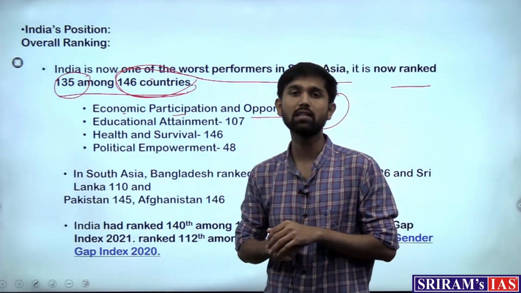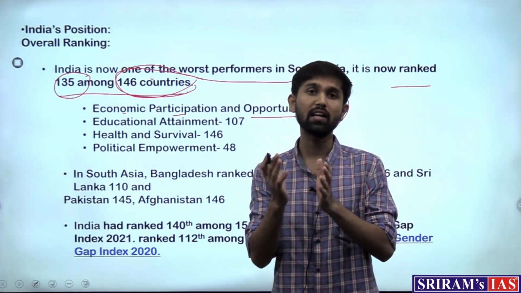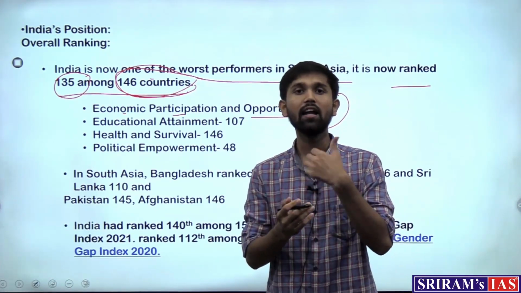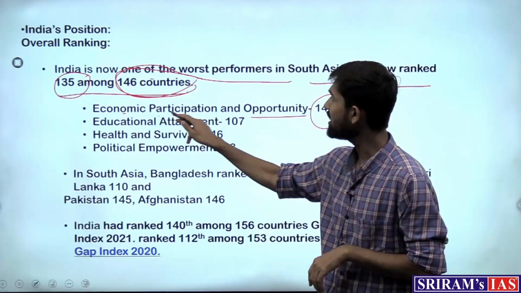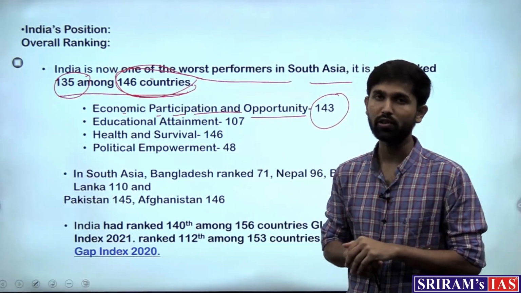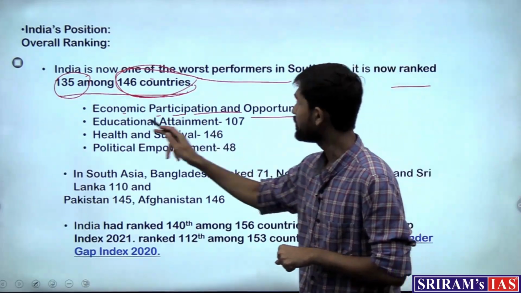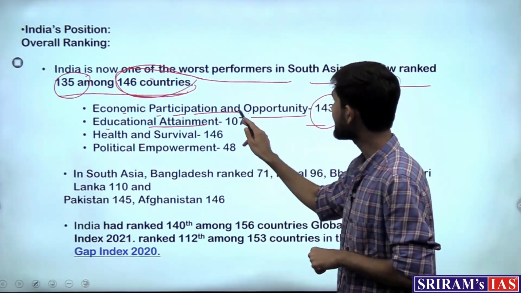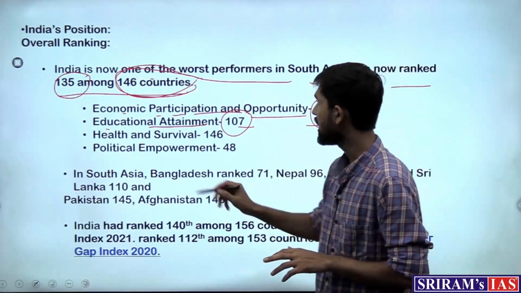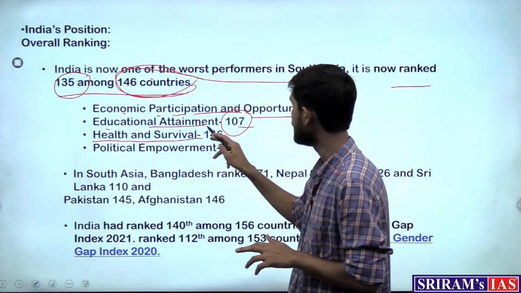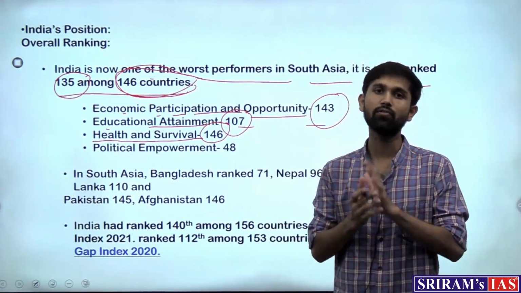This also comes in the backdrop of the female labor participation rate going down, which is why fewer and fewer women are seeking jobs in the economy. So that is why India is not able to do that well on economic participation. On the educational attainment level, the rank is 107, so it is comparatively better. And on the health and survival front, India stands last among all the countries, at rank 146.